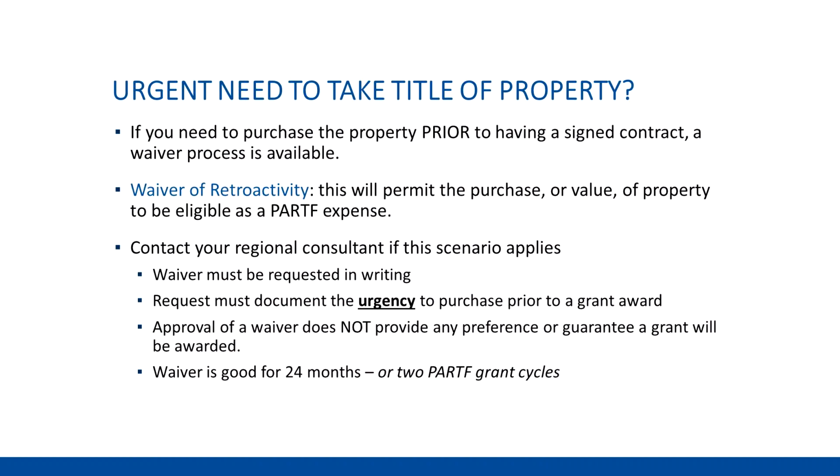If the waiver is approved, it will be good for 24 months. So that gives you 2 grant cycles. If you're not awarded 1 year, you can go back and still have that donated property or the purchase of that property, the acquisition of it, as an eligible expense. So this is if you're purchasing it, or even if it's donated, and you must take title, you need to request a waiver, do that through your regional consultant.